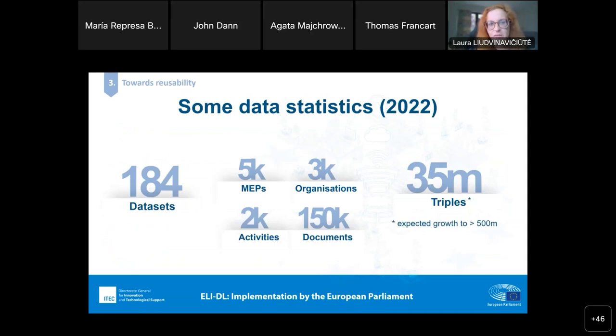And here you can see some numbers concerning our first release, expected to go live very soon. We will go live with almost 200 datasets. 11 of them will consist of the EP organization data, such as members and corporate bodies, starting from the beginning of the European Parliament's existence. The rest will consist of plenary activities and documents covering data from 2014. In total, we already have around 35 million triples, and we expect to grow up to 500 million triples in a year or two.